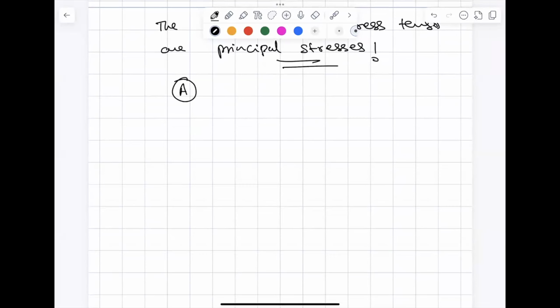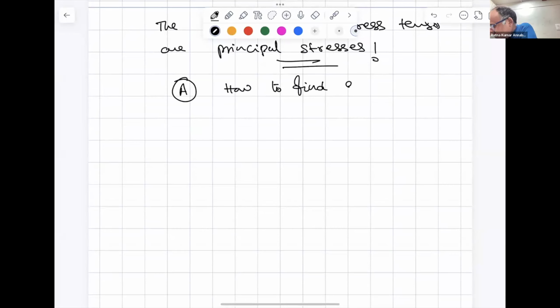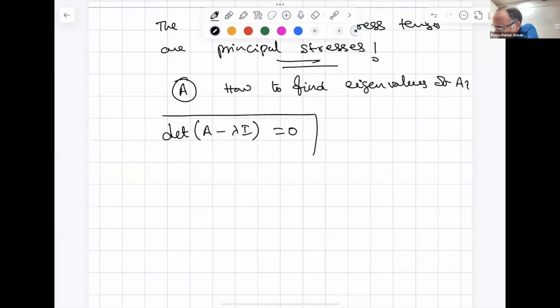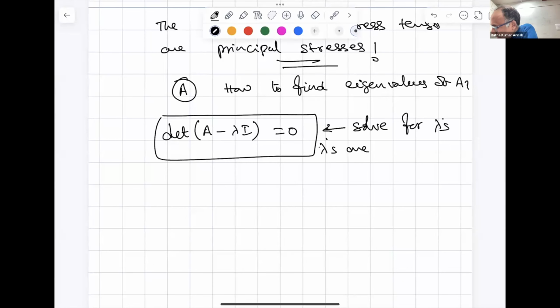A minus lambda I. So, how to find eigenvalues of A? What you need is, you should say determinant of A minus lambda I equal to 0. That will be an equation, and then use that equation and solve for lambdas. And lambdas are the eigenvalues. This is what we call the characteristic equation.